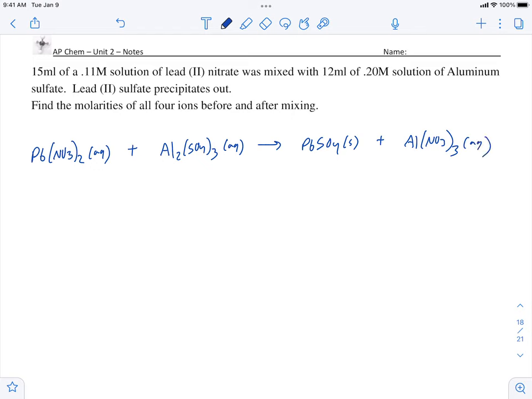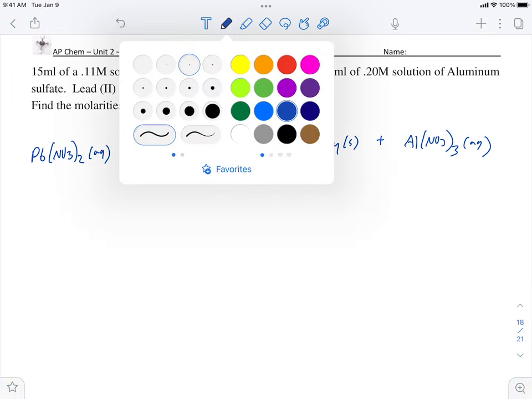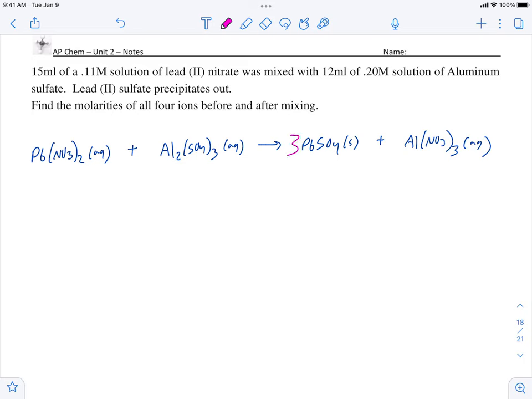We balance this. I always start balancing by taking the more complicated formula, so that would be the aluminum sulfate here. I'm looking at this and I say, all right, there are 3 of the polyatomic ion sulfate on here, so let's do a 3 here. And then that means there are 3 leads now, so we go to the left side and put a 3 there. And now that means there are 6 nitrates, so I go to the right side and putting a 2 here gives me 6 nitrates. And now I have 2 aluminums and now I'm done.